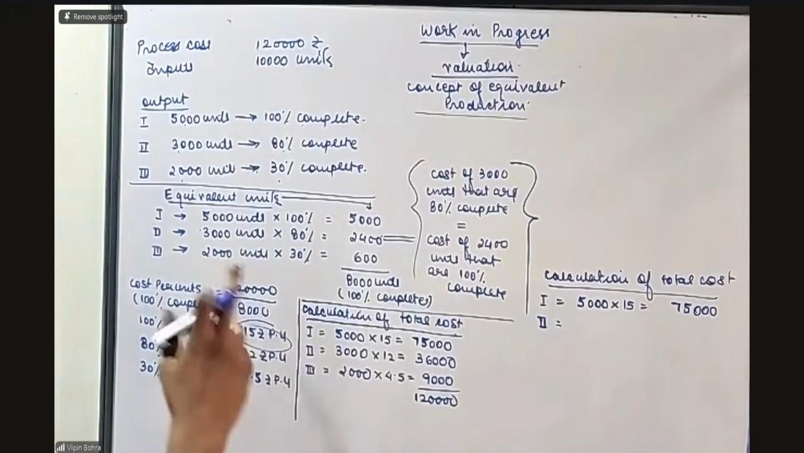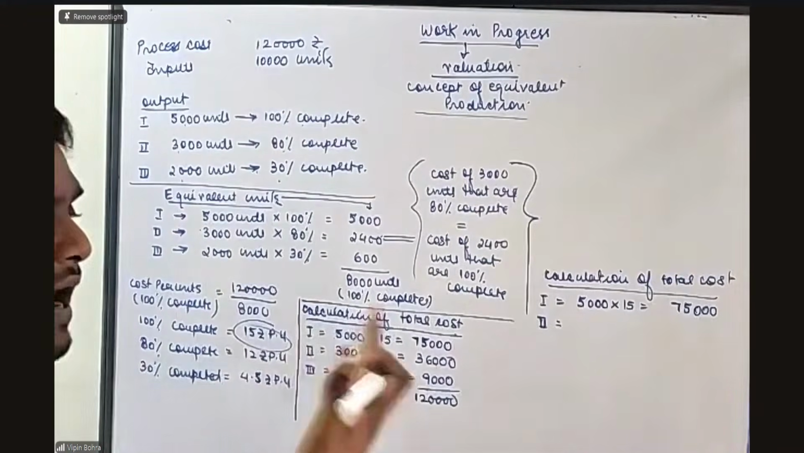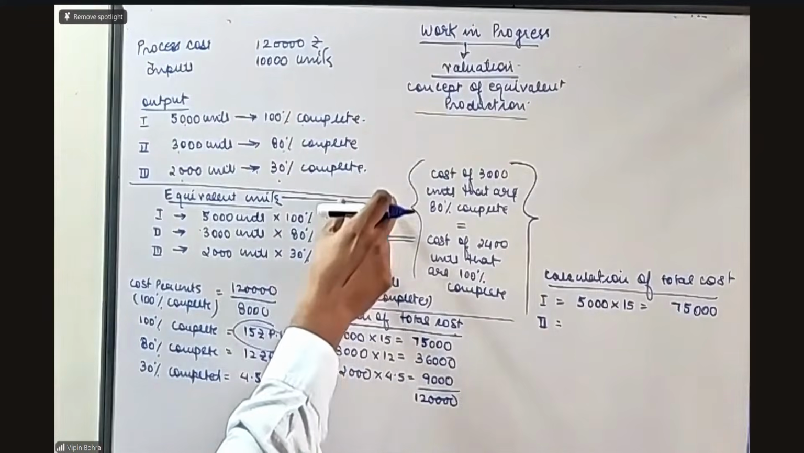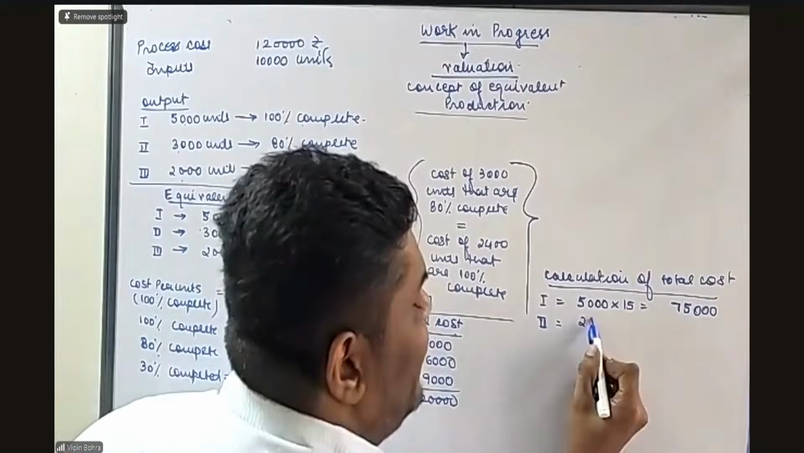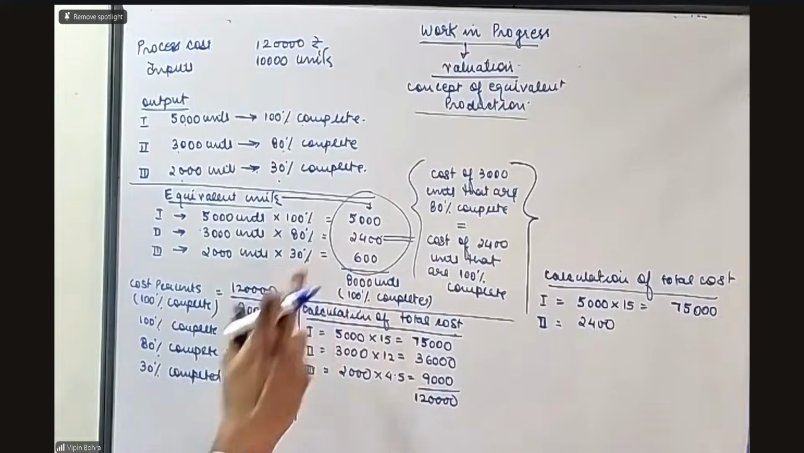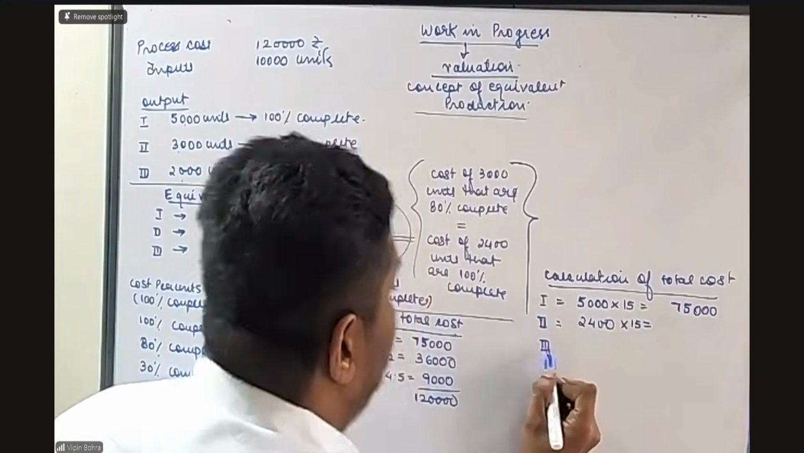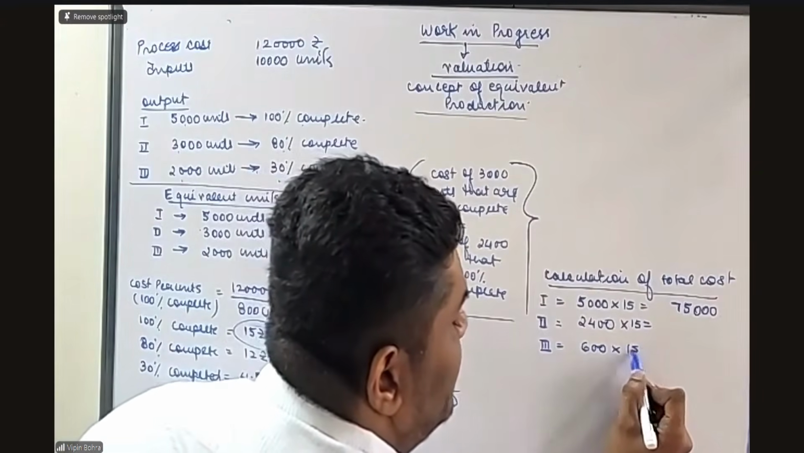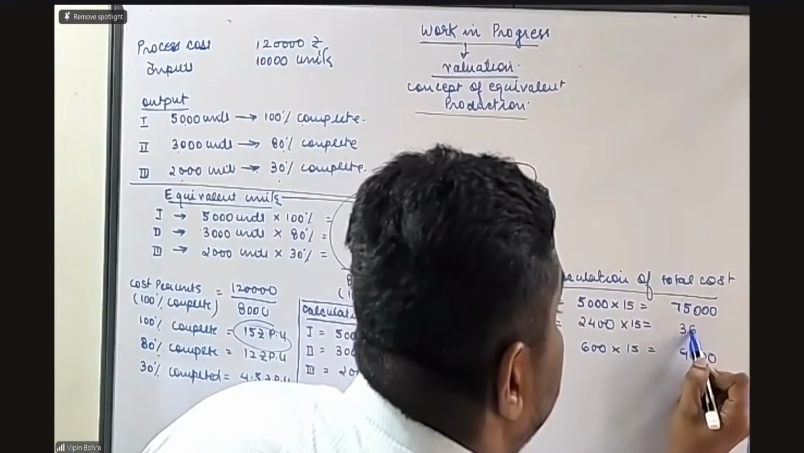Now, very important, the second part. Here, what we did, 3,000 into the cost of 80% units. Alternatively, what we can do is straight away take these units that are 100% complete. So for the second category, 2,400 units are 100% complete, into the cost for 100%, that is 15. Similarly, in the third category, 600 units are 100% complete, so into 15.